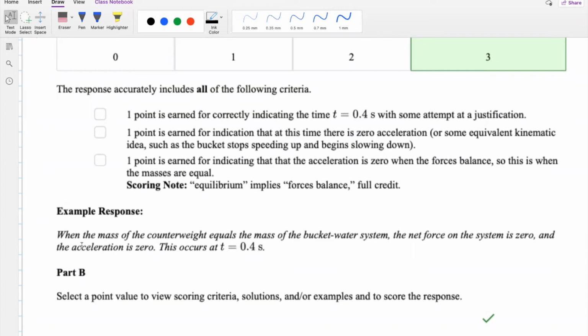1 point is earned for indication that it is at this time that the acceleration is 0 or some equivalent kinematic idea such as the bucket stops speeding up or begins slowing down.